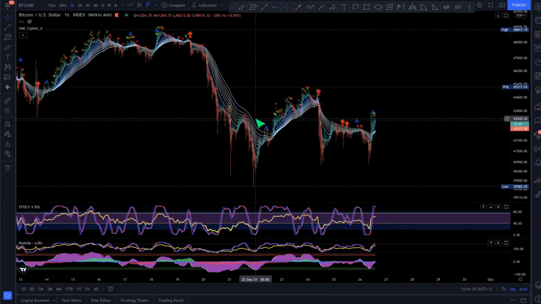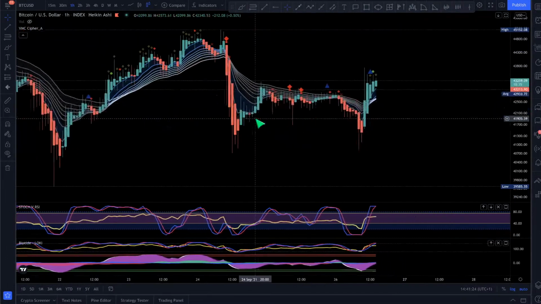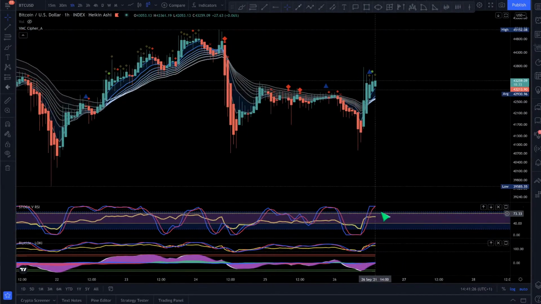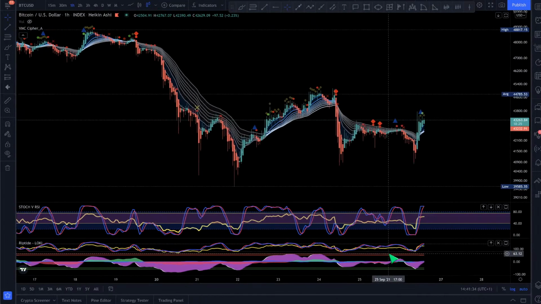Let me get rid of the drawings. Okay, let's just keep it a nice and clean chart. So this is on a stochastic RSI. You've got the stochastic RSI, you've got the RSI here, and you've got what's known as the MACD with the stochastic RSI here. This is MACD as well, so I'm just using a combo here.